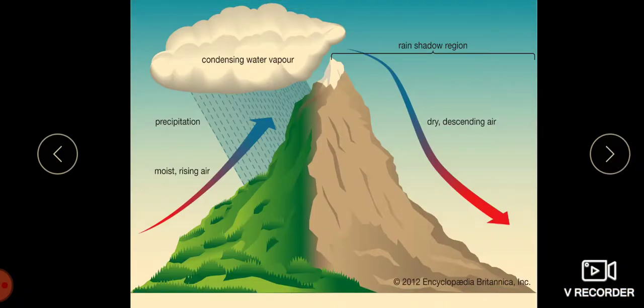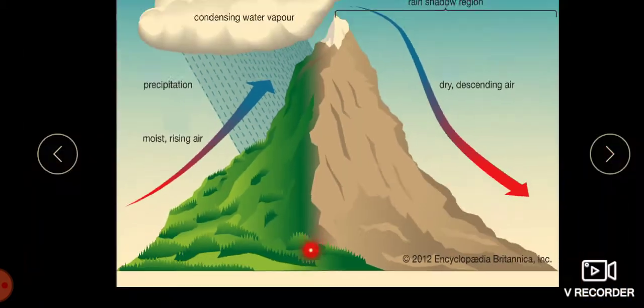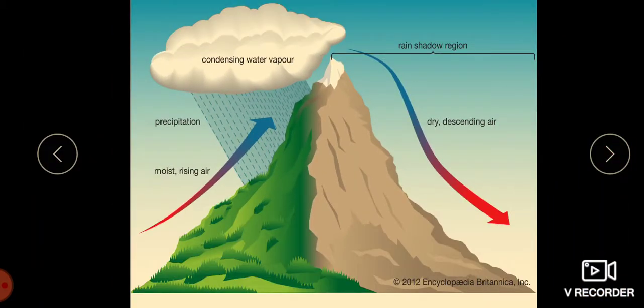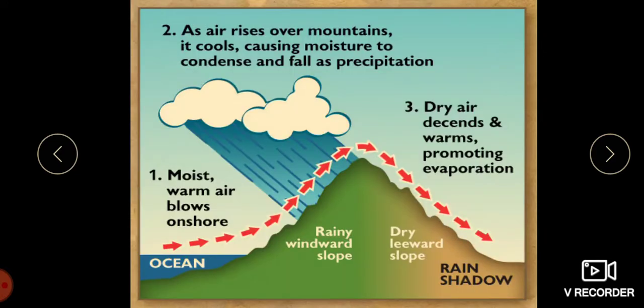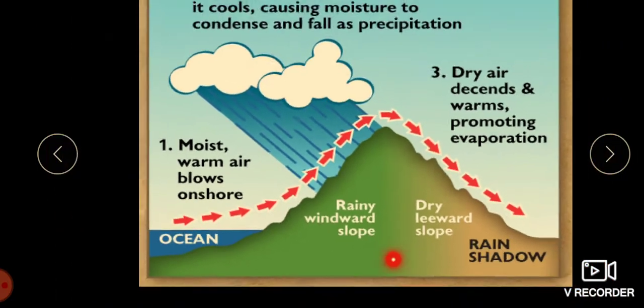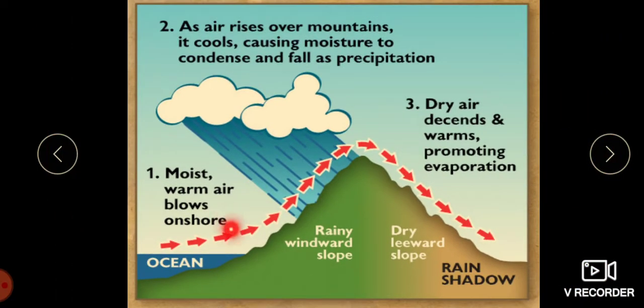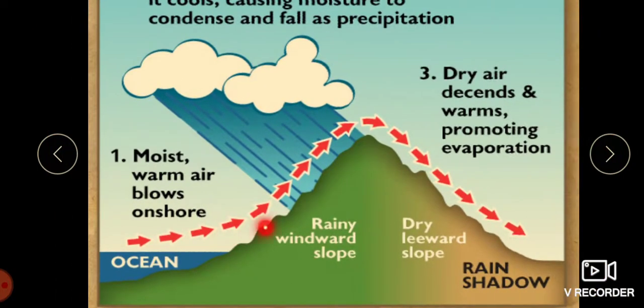When I say rain shadow area, you can see the moist rising air and precipitation when it reaches the Western Ghats to the west. When it goes towards the east, it becomes the rain shadow area. The rain starts decreasing and it becomes dry, descending air. You can see here, first the ocean we are having here. So first, moist warm air blows onshore.